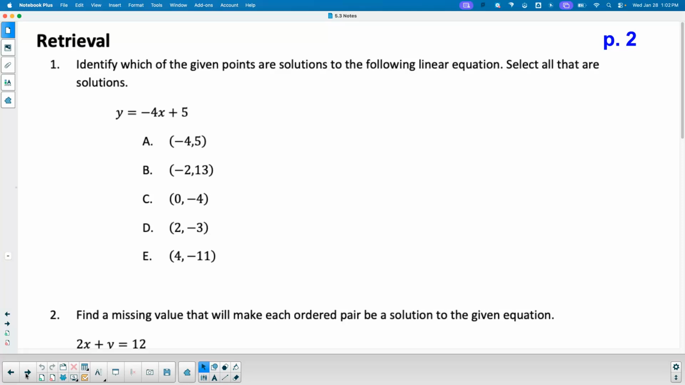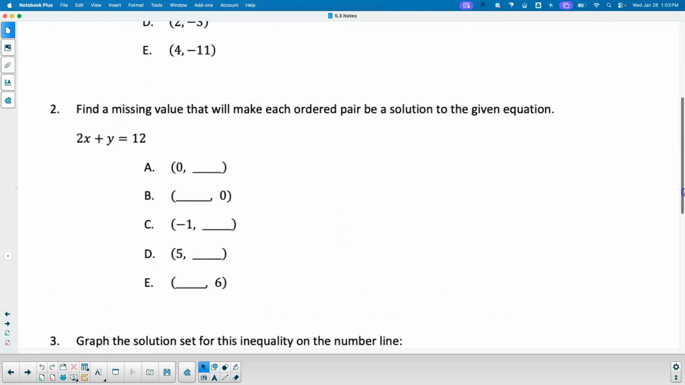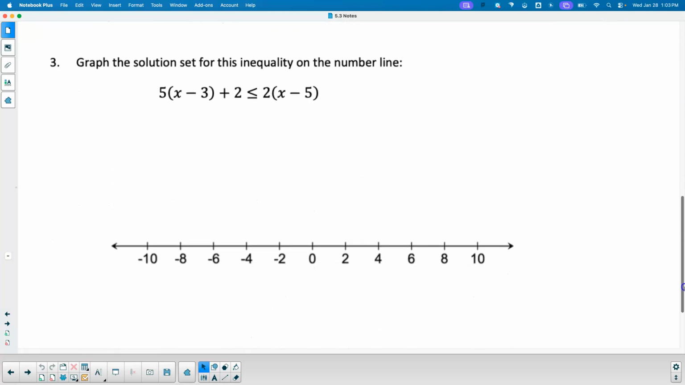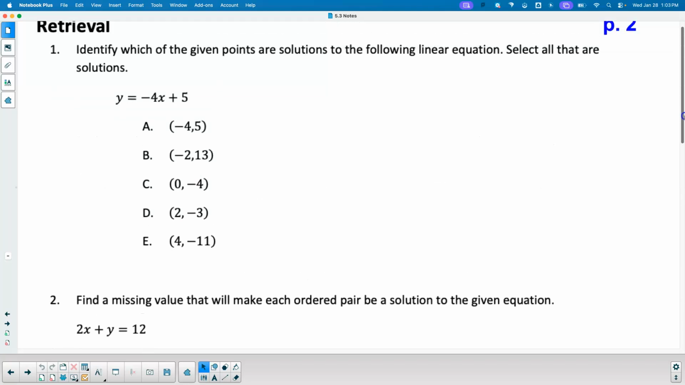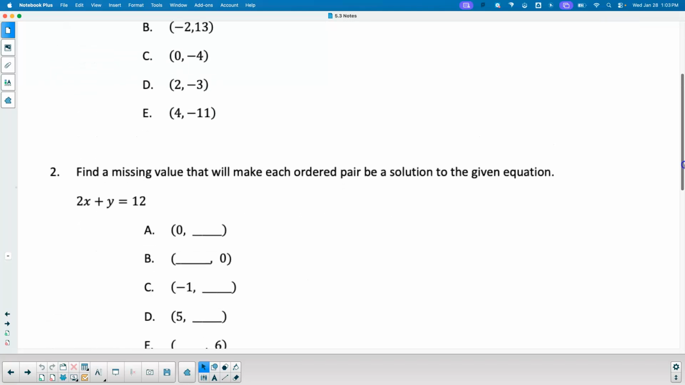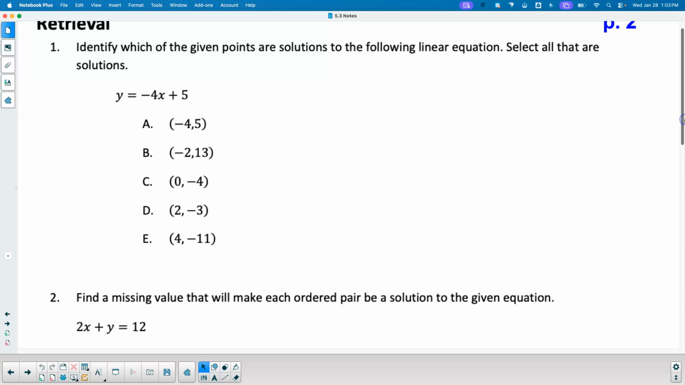So if you could do right now on page 2 of your note packet, the retrieval, let's do 1 and 2. You guys quick do 1 and 2, and I'll do number 3. How's that sound? Okay? All right, do 1 and 2 quick for me.